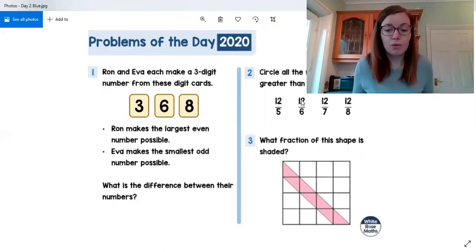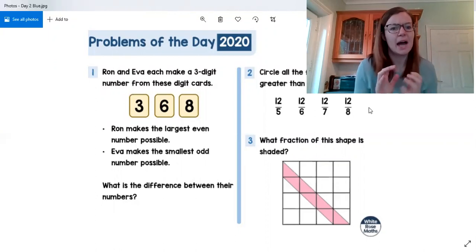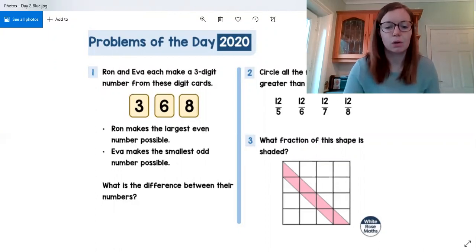Well done. That was a really tricky question at the end there, thinking about how we make all of those shapes equal sizes.